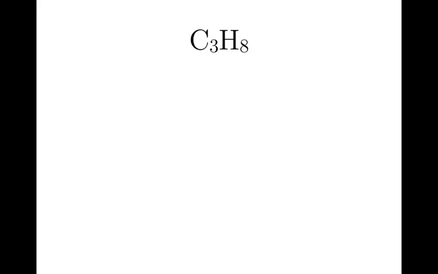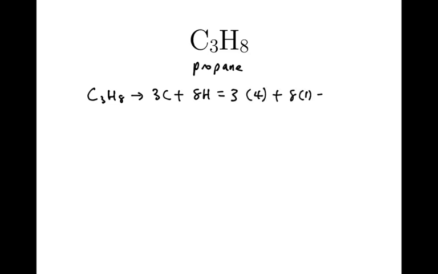C3H8, this molecule is known as propane. In C3H8, we have 3 carbons and 8 hydrogens, for a total of 3 times 4 plus 8 times 1, or 12 plus 8, which is 20 valence electrons. We're going to connect the carbons first, then we're going to add in the hydrogens.